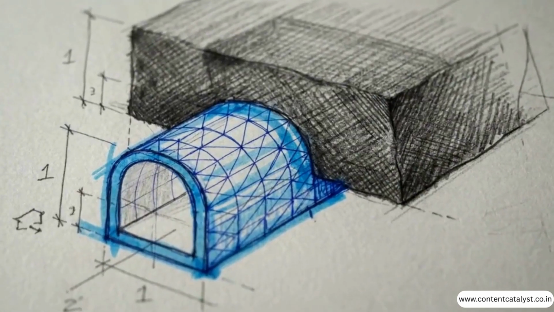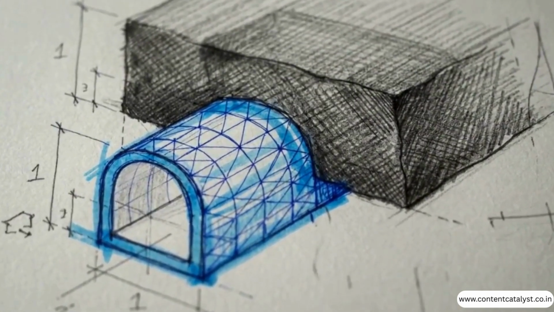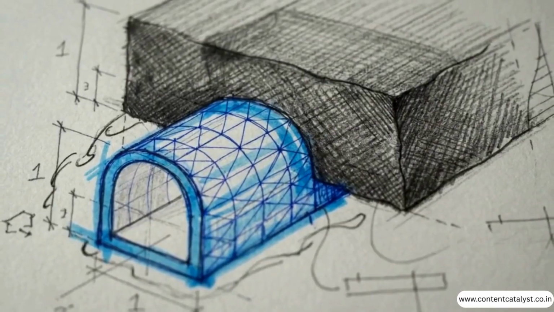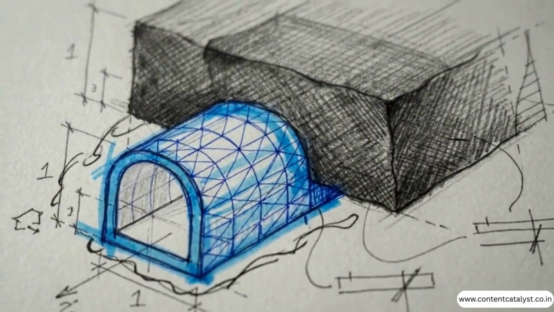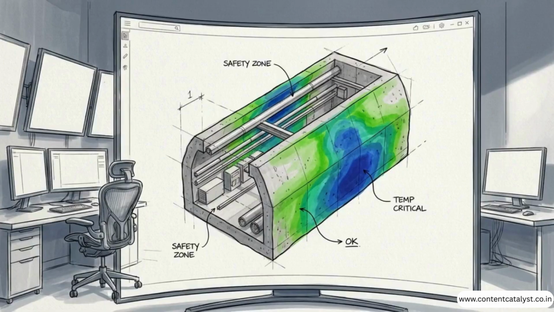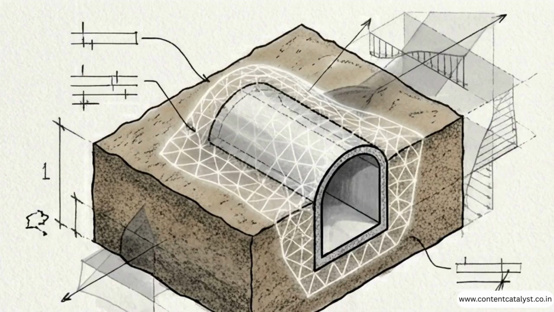Before a single shovel hits the dirt, we need to know exactly how a structure will handle the crushing weight of the earth above it. Today, we are going to build a digital twin of a utility tunnel and calculate its exact structural safety and stress distribution. We will be doing this using the GEO5 FEM program.